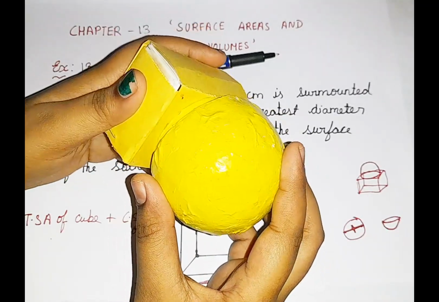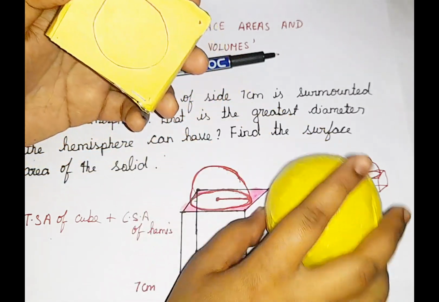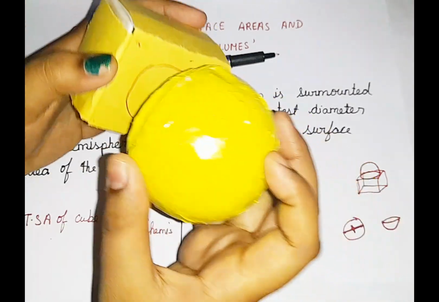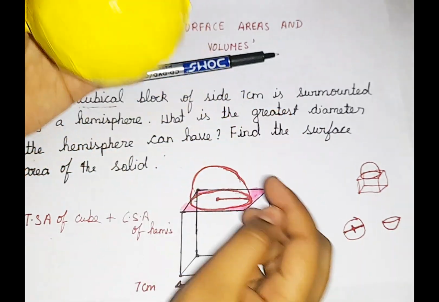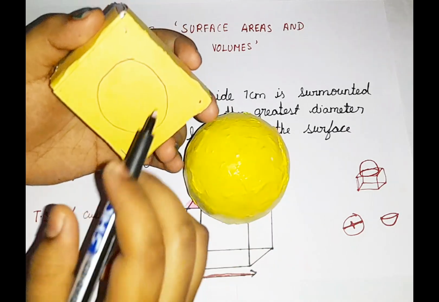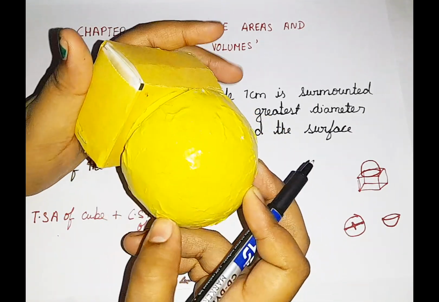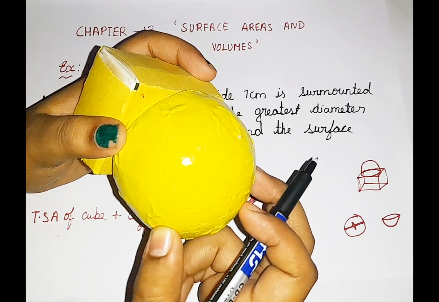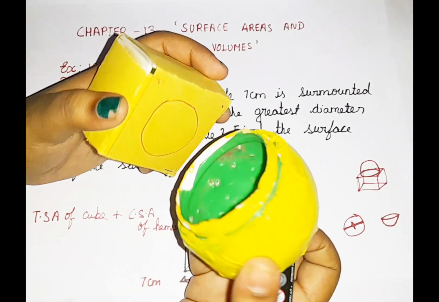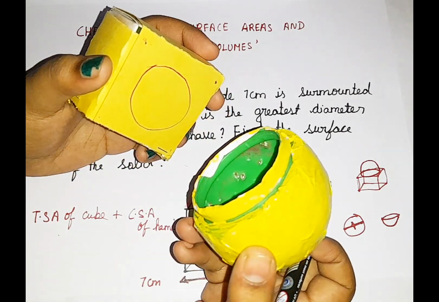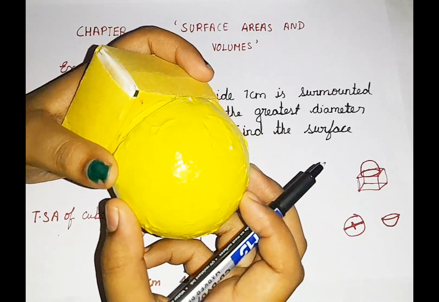So since you guys know we are not able to paint it, what is the shape? Here we have a circle. Am I right? So I just place the hemisphere upon this cube, which is stuck to the cube. So which part am I not able to paint? Which is under this hemisphere.